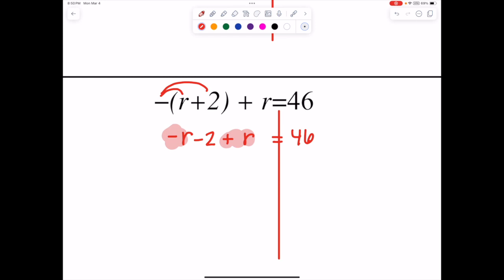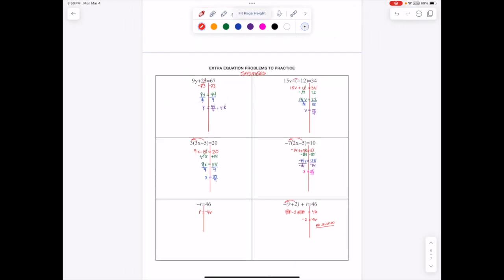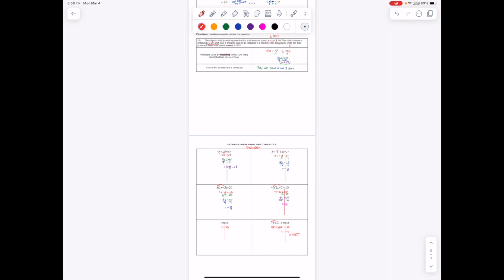Okay, we have negative r plus r. So this is one of those tricky ones we talked about where the r disappears. Okay, so all we have is we end up with negative 2 equals 46. Okay, and this is one of those situations where you have no solution. So just a random one to remember that. Okay, these ones won't be on the test. They're just some extra practice if you wanted.